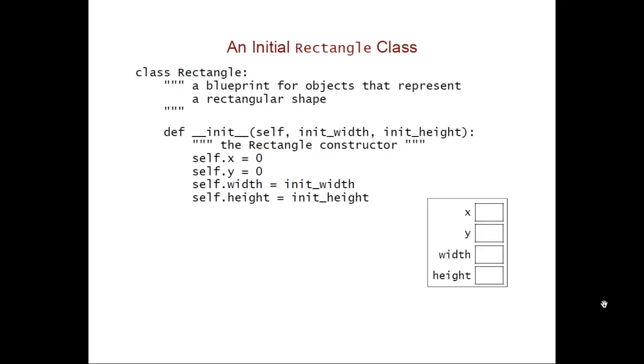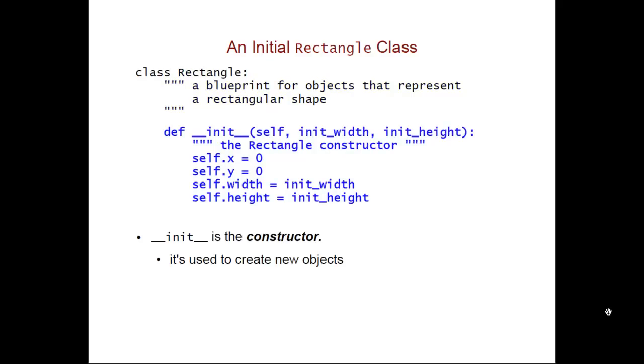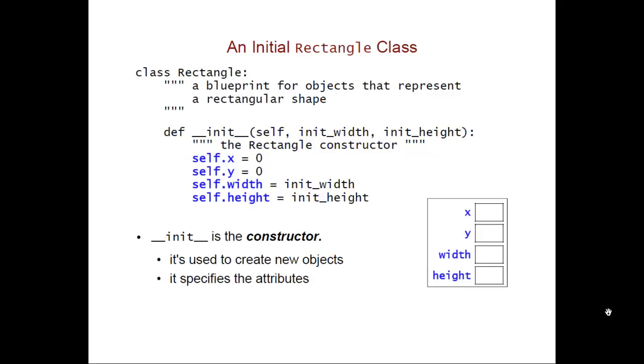So here's an initial rectangle class. We're starting with a class header. So you have the keyword class, and then you pick the name that you want. Then you have a colon. And then we indent, just like any other block of code. We typically want to have a docstring, just like we use docstrings for functions. And then we have a special function, a special method, known as the constructor. The name has to be underscore underscore init underscore underscore. And it's used when we create new objects. It's also how we specify the attributes that belong to objects of this class.